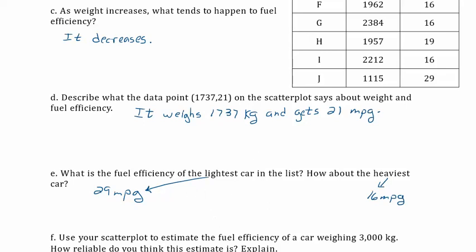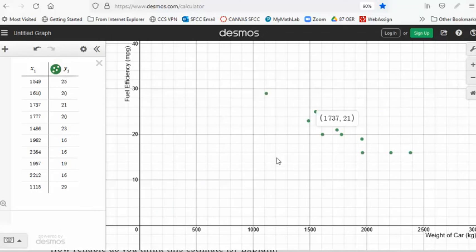Now, looking at the graph might have been an easier way to do that. So the lightest car we could find as the rightmost point. Let's get rid of this one. Right, there's the lightest car, there's the heaviest car. So when you're looking at the graph, it's a lot easier to find the lightest car and the heaviest car by finding the rightmost point and the leftmost point.